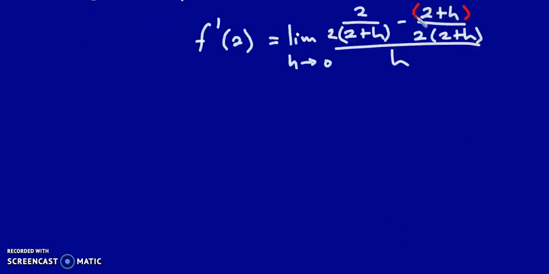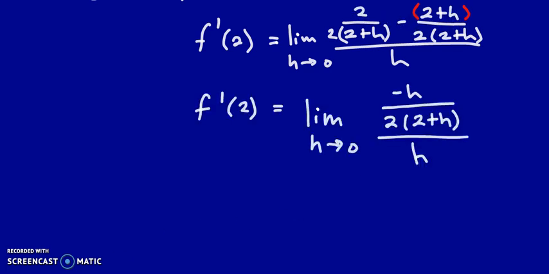Very important, don't forget to put parentheses around 2 plus h, because we are going to have to distribute that negative. And when we distribute that negative, notice that the 2 minus 2 will simplify in the numerator. It'll become 0, it'll cancel out. And then that positive h becomes a negative h.